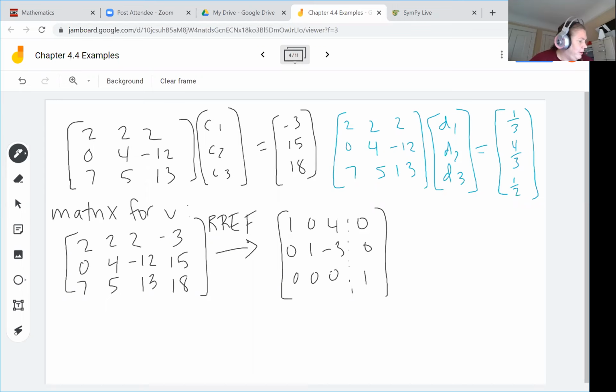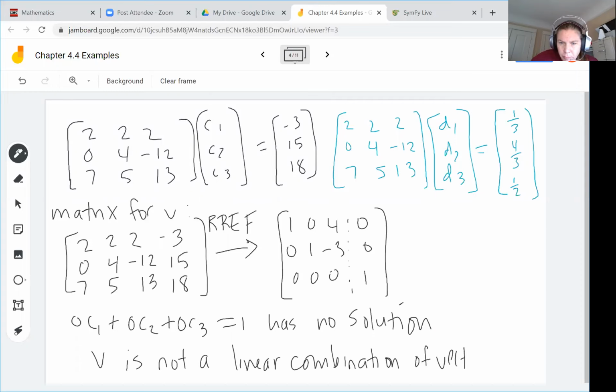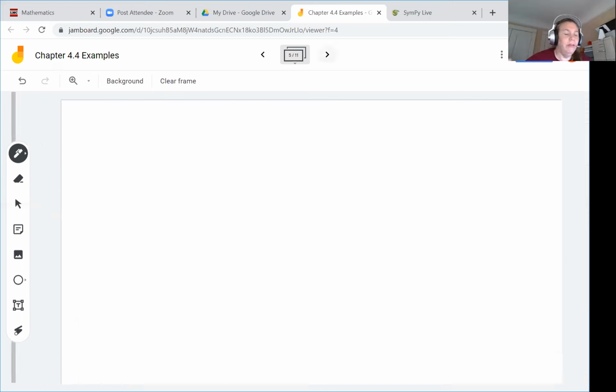So what this tells us is, but for that last row, 0 times C1 plus 0 times C2 plus 0 times C3 equals 1 has no solution. We see that right away. So since there's no solution, V is not a linear combination of the vectors in S. And for this S, I just kind of write a big S with some hooks at the end. You can write just capital S and we'll know. You can try to add some lines here to make it look like the S that we saw in the font. Okay, so now we're going to pursue W.